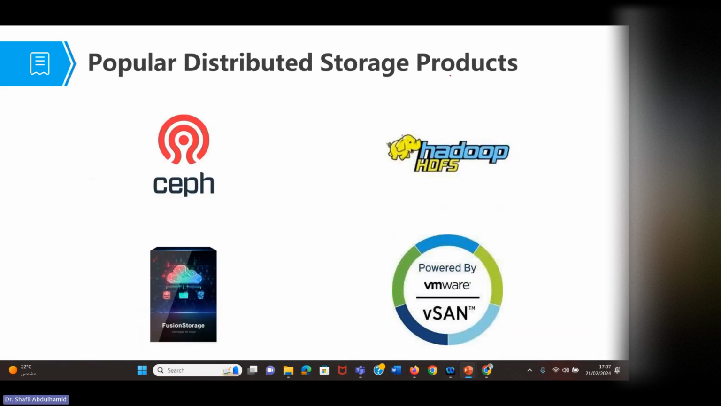So these are the popular distributed storage products: Ceph, HDFS. There's VMware, which is called vSAN. vSAN is also used for this type of distributed storage service in the cloud. But Huawei uses this one, FusionStorage. This is for Huawei.